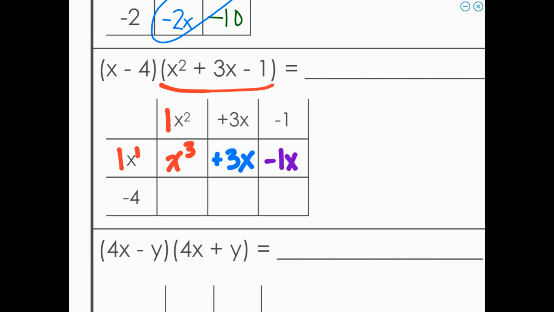Negative 4 times x squared is what? Negative 4x squared. 3x times negative 4? Negative 12x. And then negative 4 times negative 1, plus 4.